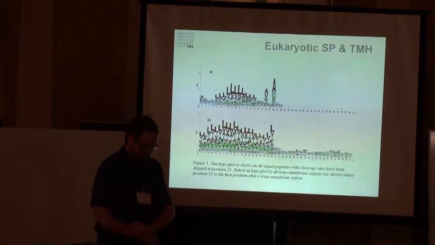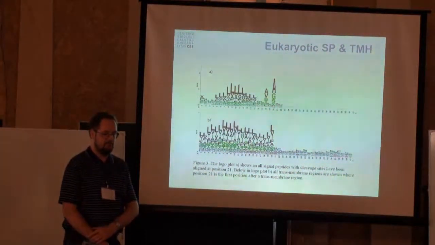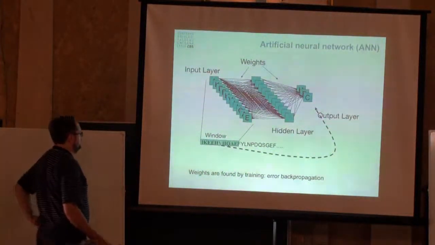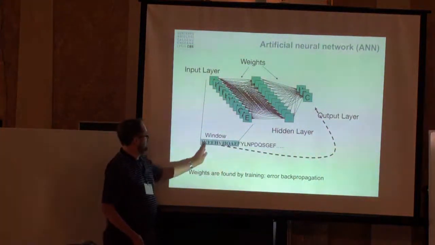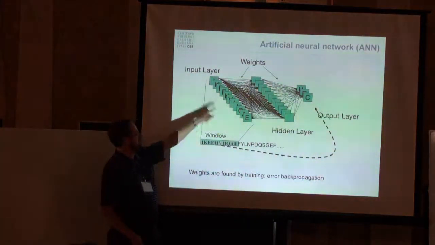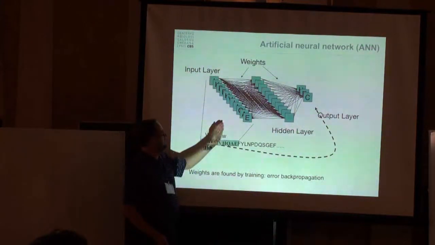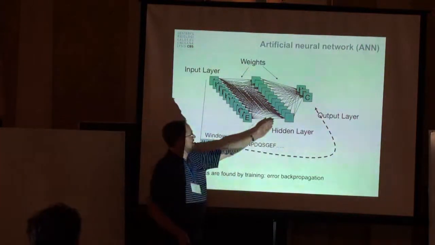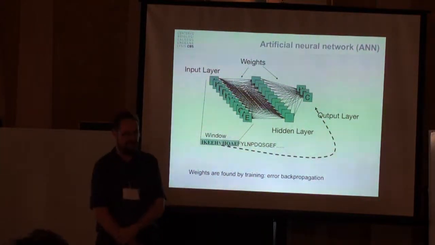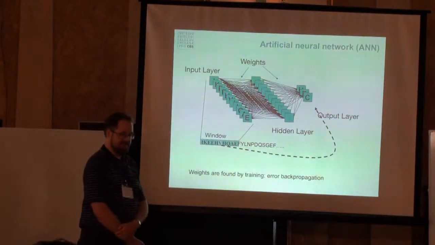Now, how to predict those from sequence? Well, one approach is the artificial neural network, where a window in the sequence is converted into numbers using some representation, for example, sparse representation. And these are then sent through a hidden layer and to an output layer of computational units.